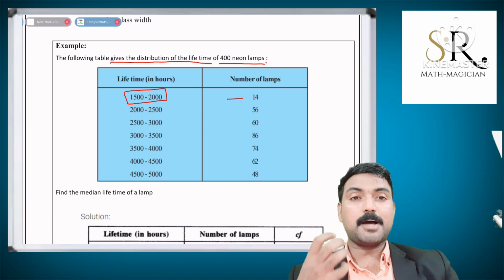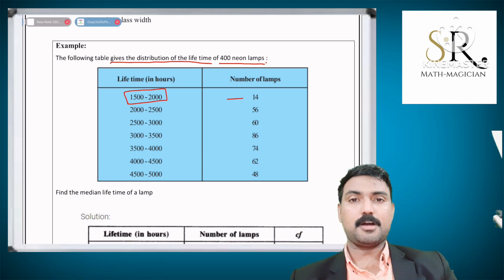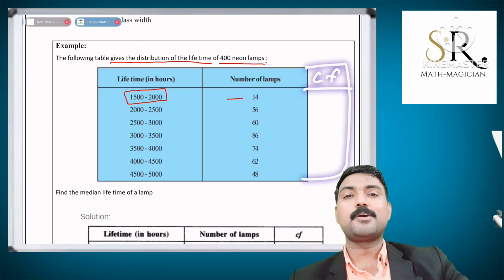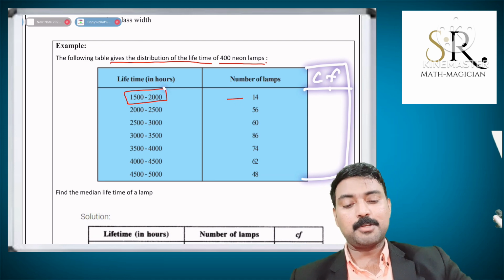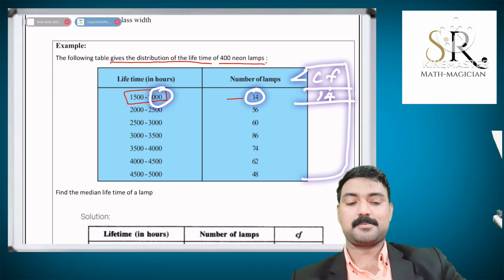Now we need to find the median lifetime of a lamp. How to find the median lifetime of a lamp? It's very easy, just listen. We need to draw one more column. In this column we have to write CF. What is CF? Cumulative frequency. What is cumulative frequency? Below 2000, how many members are there? 14. This is known as less than cumulative frequency.